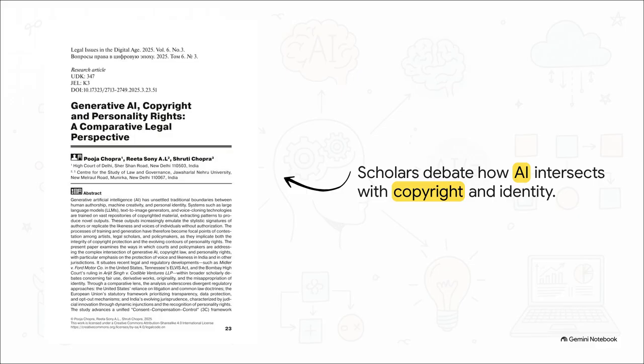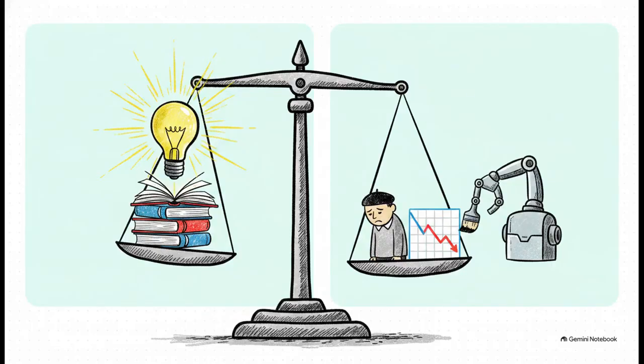Legal scholars in recent comparative analyses are actively debating how these generative models intersect with human authorship and personality rights. The core issue is that these AI systems are inherently trained on vast datasets of copyrighted works and personal data. And right now, the courts are completely split.